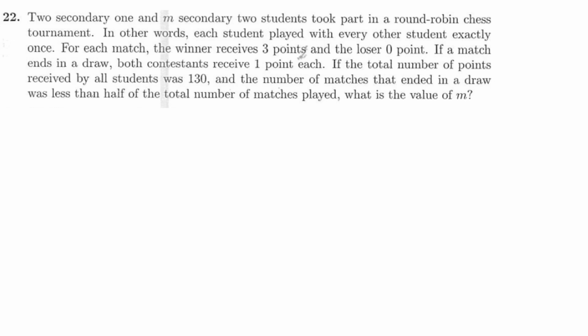If the total number of points received by all students was 130, and the number of matches that ended in a draw was less than half of the total number of matches played, what is the value of M? In other words, we are asked to find the number of secondary 2 students.